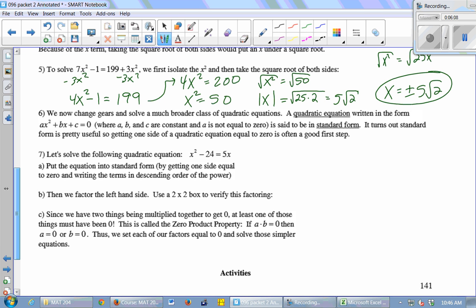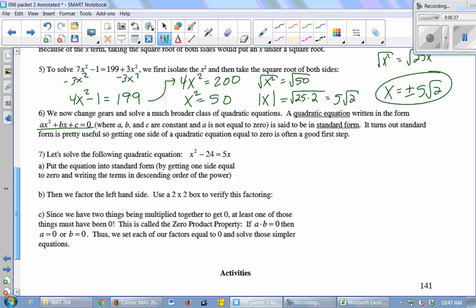All right, so that's our square rooting method. And now we're going to change gears, solve a much broader class of quadratic equations. A quadratic equation is just anything that can be written in that form. It's got to have an x squared term, an x term, and a constant term. Now, a, b, or c, any of them could be 0, except for a. If a is 0, then it's not quadratic. Then it's just a line.